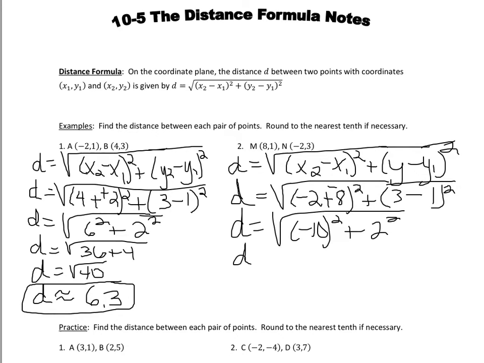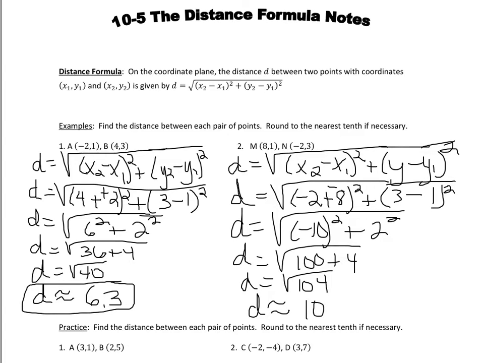Okay, and -10 squared is 100, and 2 squared is 4. So we're going to be taking the square root of 104. Now, I can always predict that it's going to be 10 point something because I know the square root of 100 is 10, so it's going to be a little bit over that. When I plug that into a calculator and get an approximate, I actually get 10.2, which makes sense. I knew it would be a little over 10. And there's my distance between M and N.